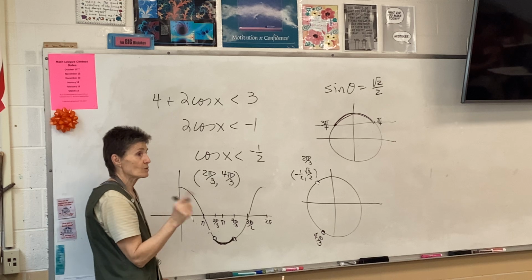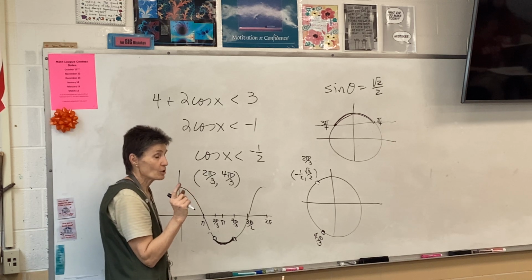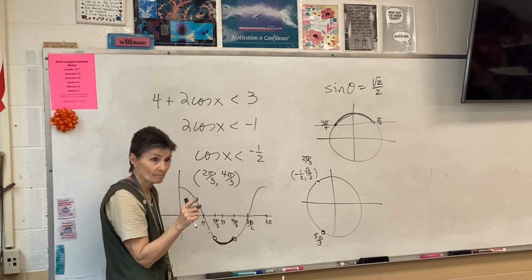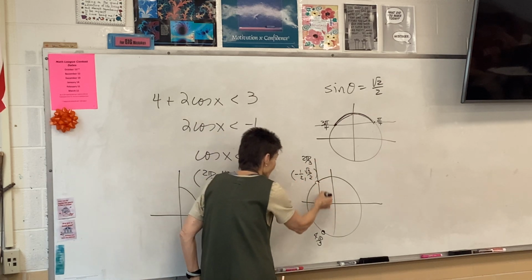Now on the unit circle, I can do the same thing. But remember, we're talking about cosine. Cosine is x. So now I'm going to have a vertical line.